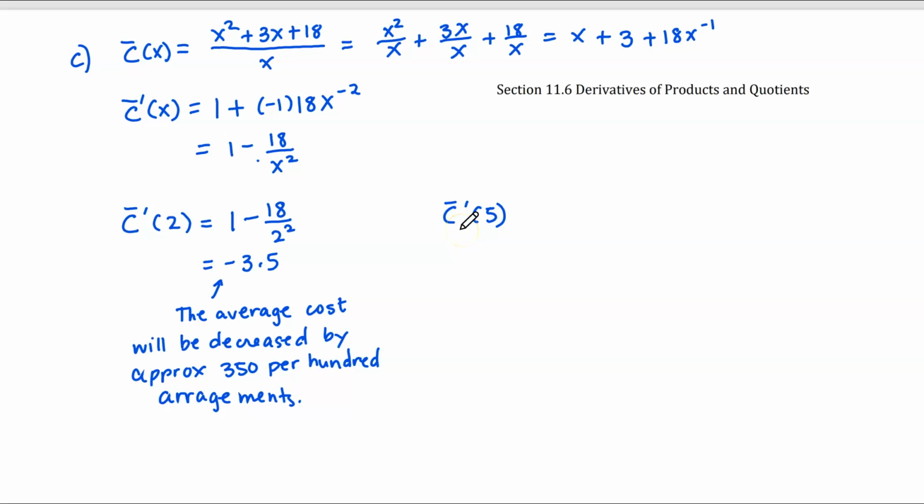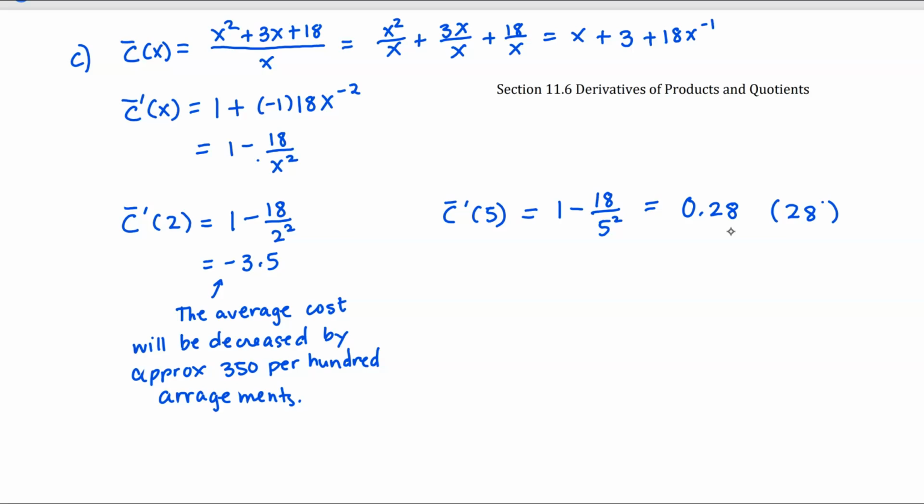Similarly, to get the marginal average cost at a production level of 500, you have C bar prime at 5. So you replace x by 5. You have 18 over 5 squared. 5 squared is 25. Simplifying this using a calculator, we get 0.28. Since this is positive, that means an increase. Before you do that, you multiply this also by 100. So 0.28 times 100 is 28.